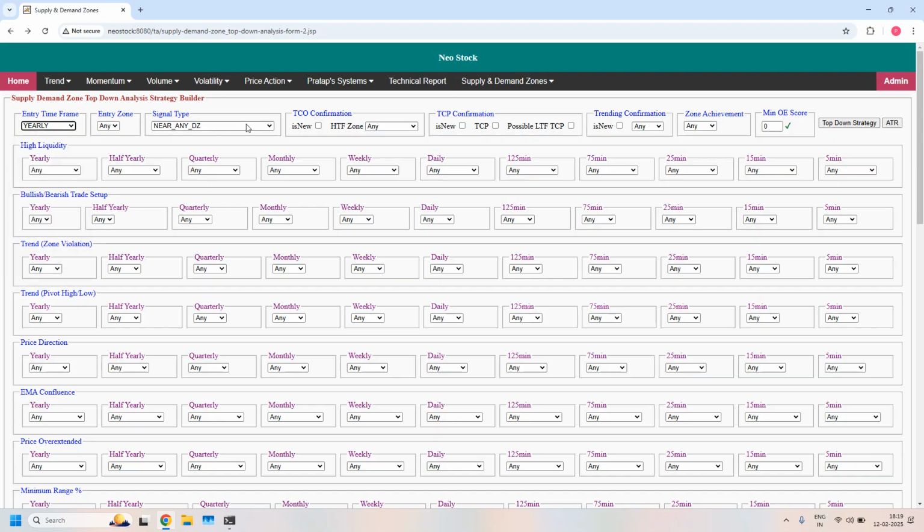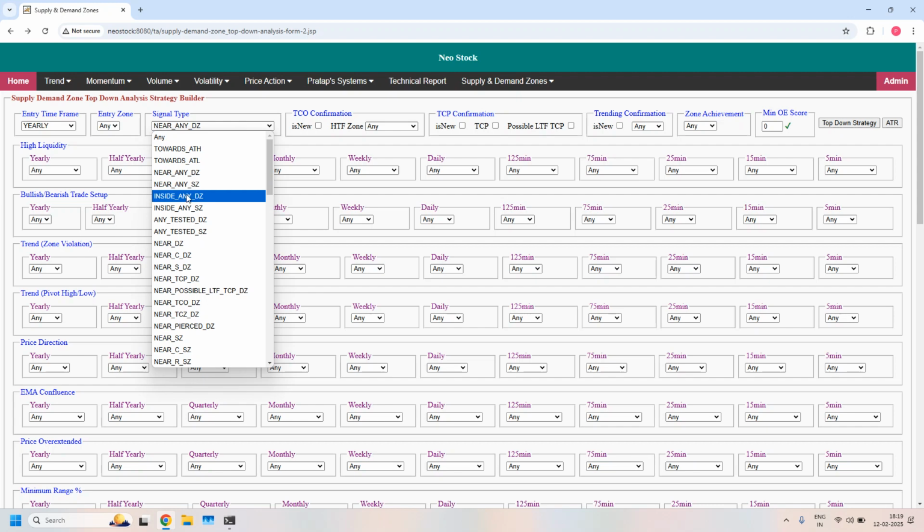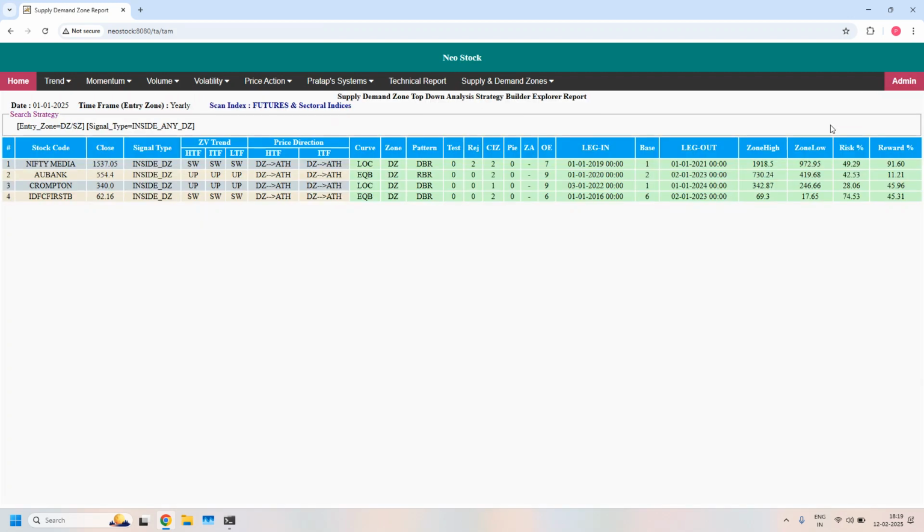For yearly time frame, this is near the demand zone. Let me select inside the yearly demand zone. 4 stocks are filtered. I am giving you only few seconds time, so I request you pause the video, study the report, and then proceed with the next reports.